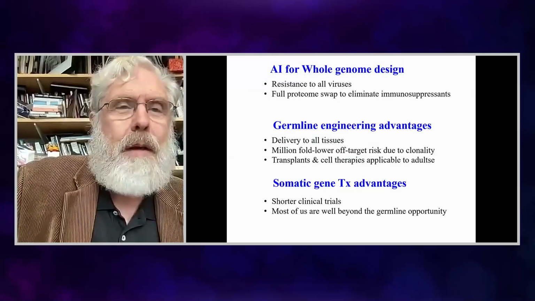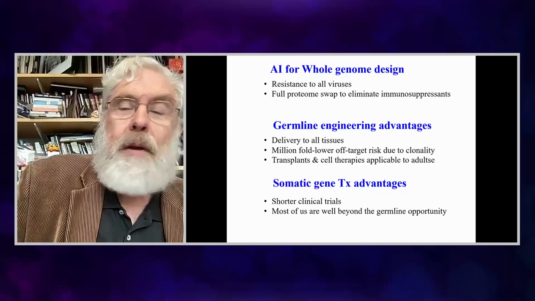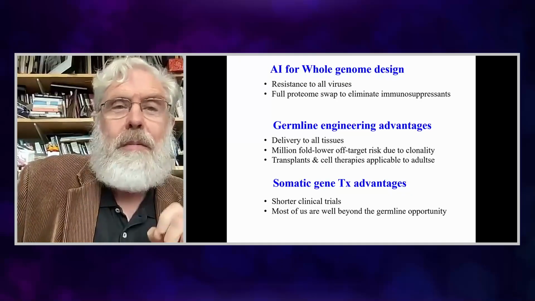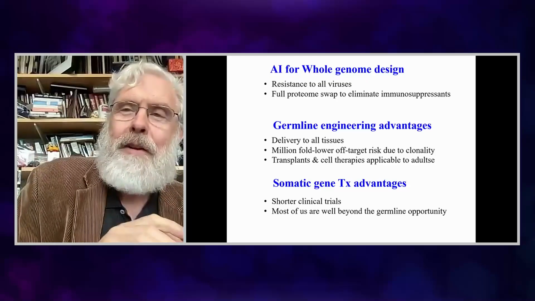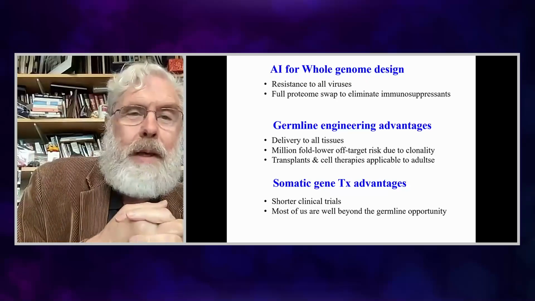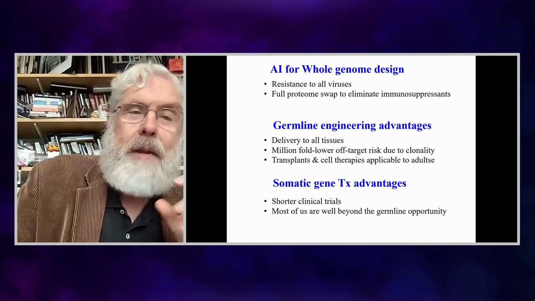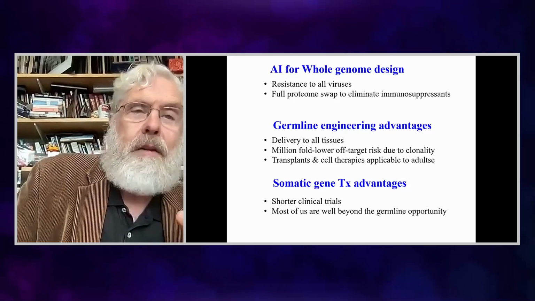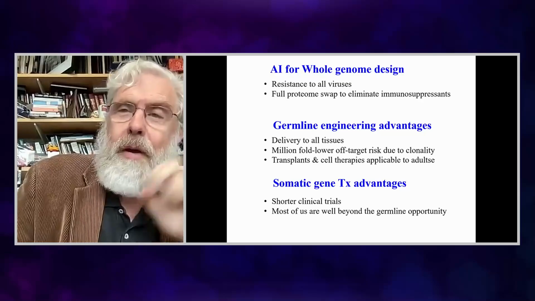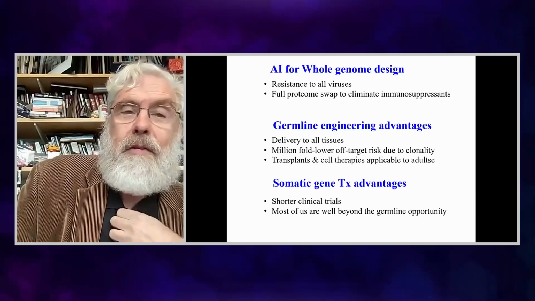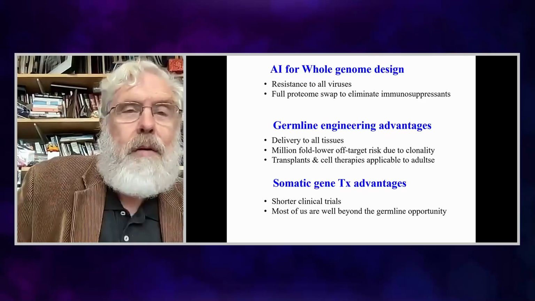No comment, but there are advantages, and we do use germline engineering, and it does make it into humans, but it's not germline engineering in humans, it's germline engineering on pigs, which we'll talk about in just a moment. But the advantages are delivery to all tissues, which is hard to do with conventional gene therapies on somatic, meaning adult tissues.